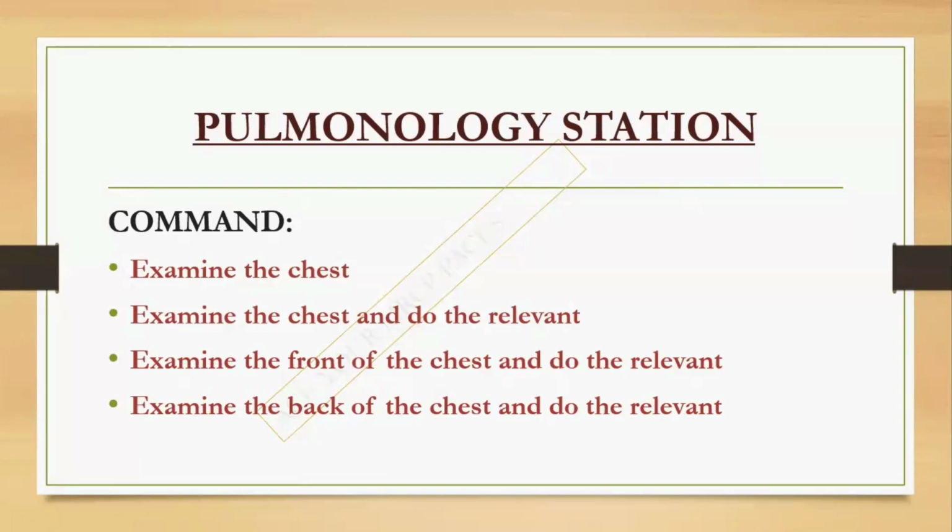Mostly the PACES candidates get the command, examine the chest of this patient, or there might be some clue. Either they will give it verbally or they will post it on the wall. For example, on the wall it is written, this patient presented with dry cough, or exertional dyspnea, or productive cough, or hemoptysis. There will be a clue, and that clue will not misguide you. That will give you quite much help in your examination.